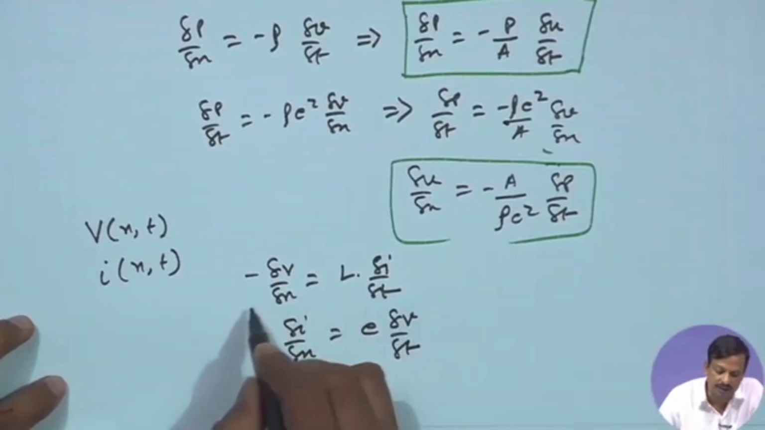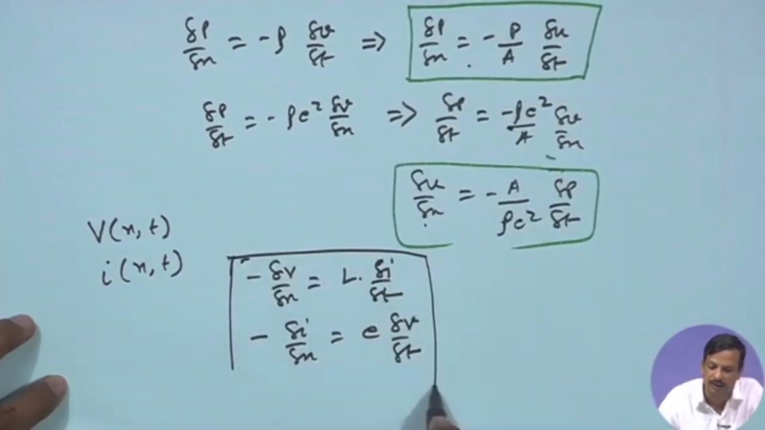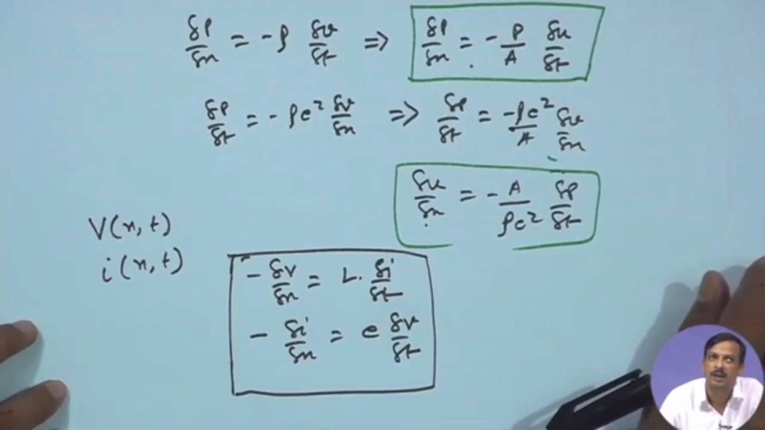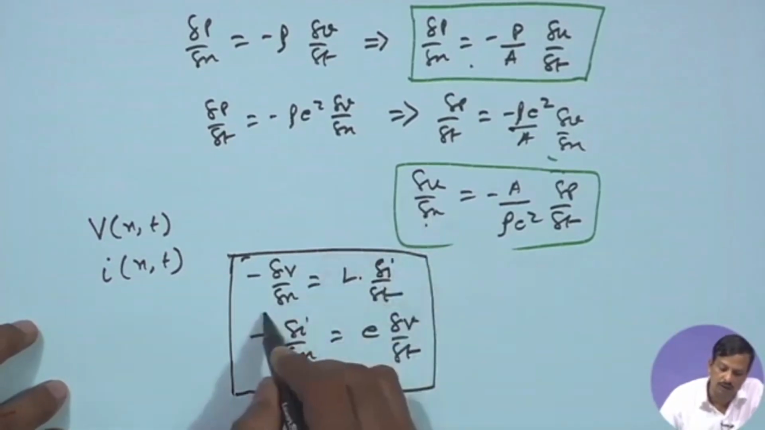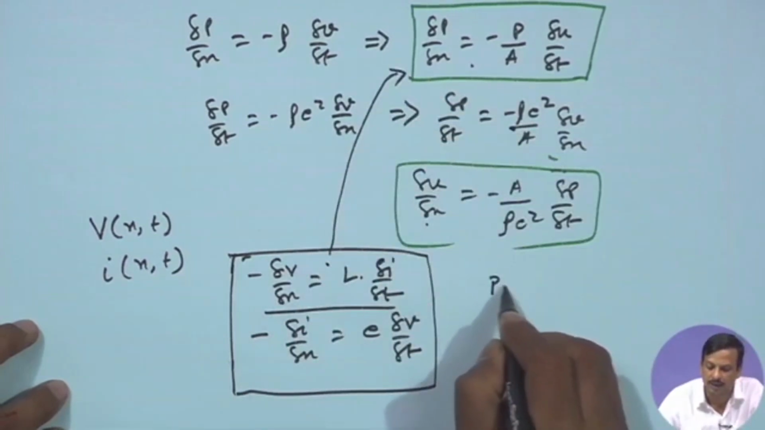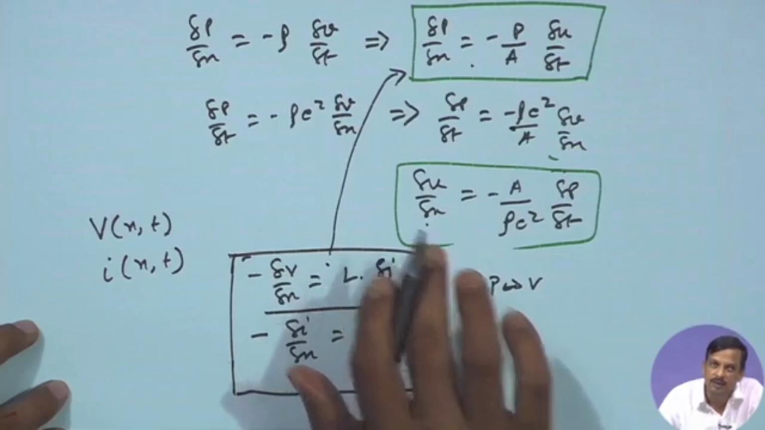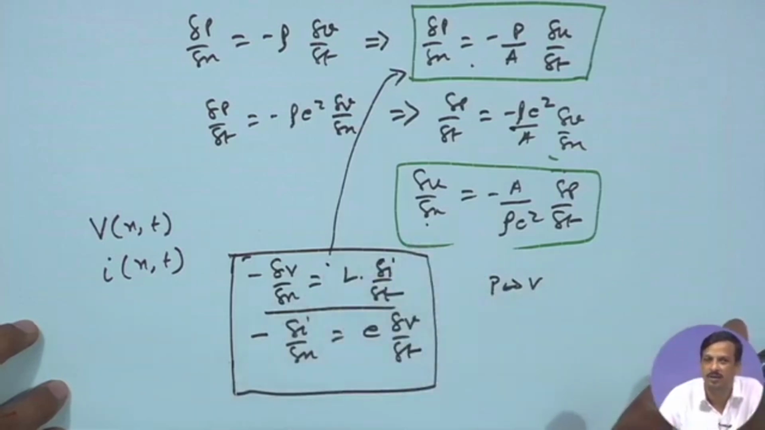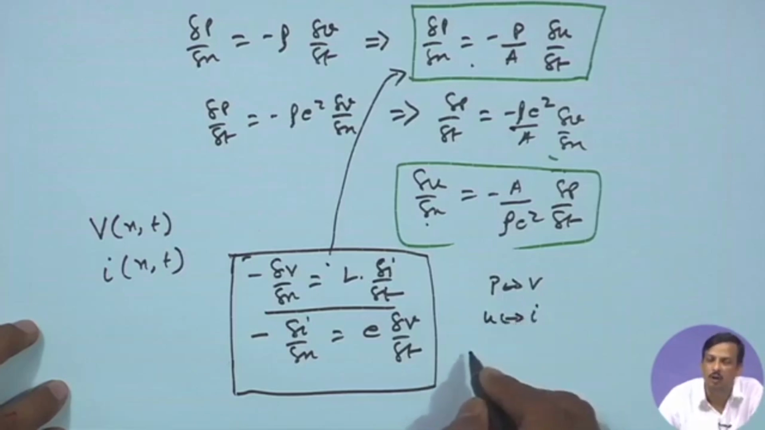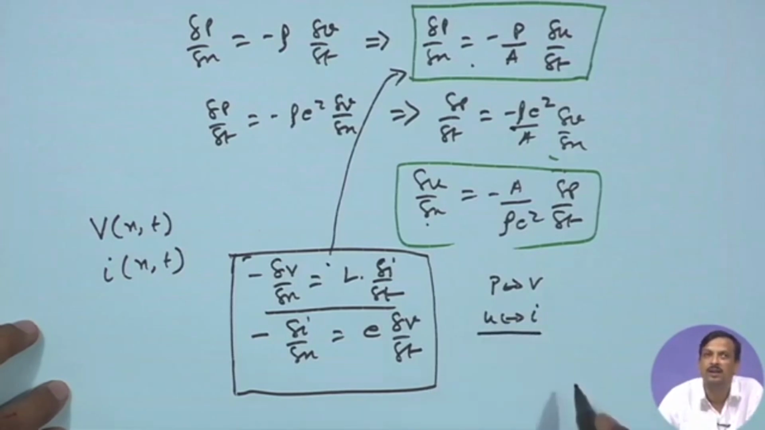Okay. Now, these two equations are analogous to the lossless electrical transmission line equations. If this equation is analogous to this equation, then I can say that P is analogous to V. So, pressure in the acoustic domain is analogous to voltage in the electrical domain. Similarly, U is analogous to I. Volume velocity in the acoustic domain is equivalent to electrical current in the electrical domain.